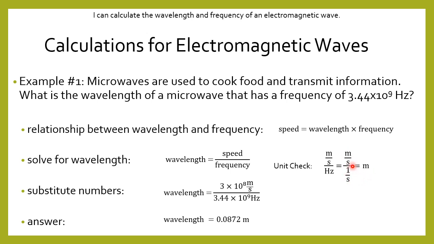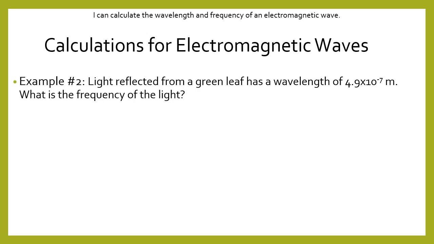And notice by doing this, the seconds will cancel. Because this seconds here is in the denominator of the numerator. This seconds here is in the denominator of the denominator, meaning it's actually in the numerator. So they will cancel. And so all we're left with then is meters, which makes sense because we're finding a wavelength. Okay, what is the distance from the crest of one peak to the next peak in that wave? So that checks out.